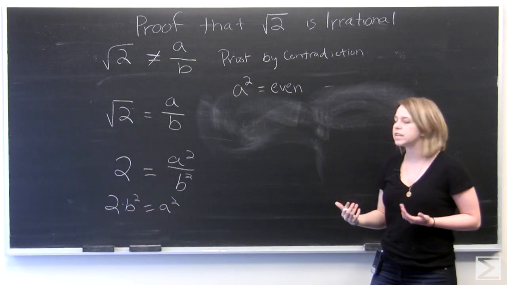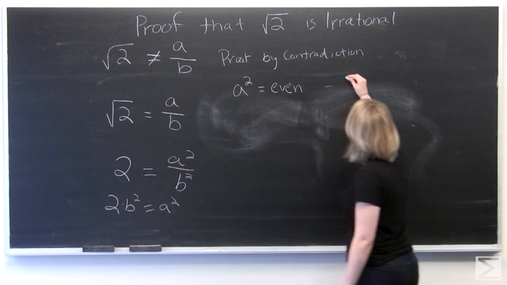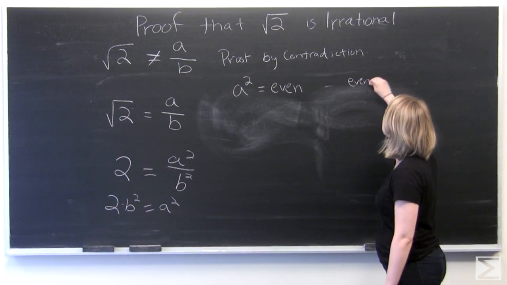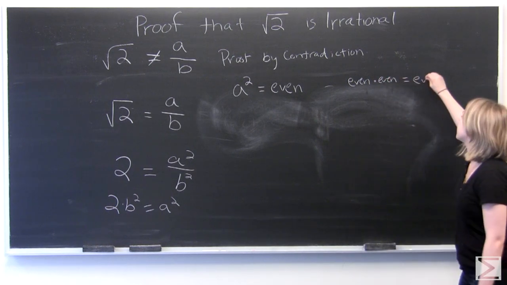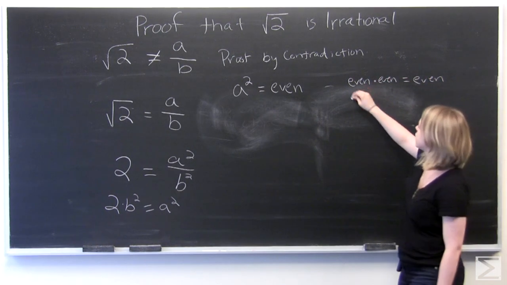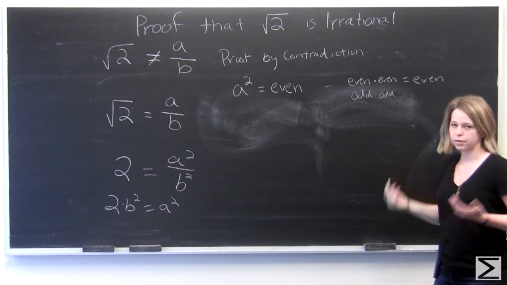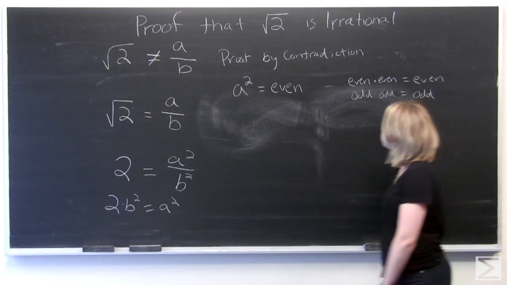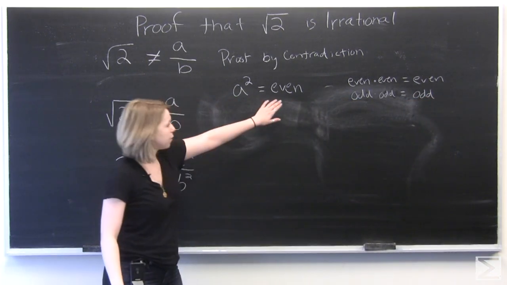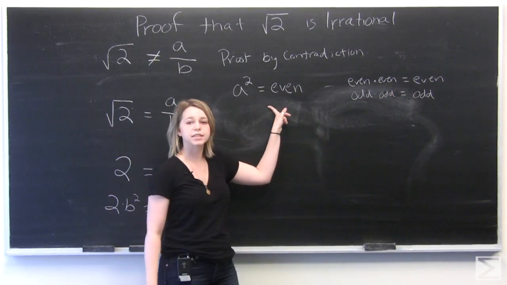And so if a squared is even, let's try to figure out whether a is even or not. We know that if we have an even number times an even number, we'll always get another even. And if we have an odd times another odd, like 5 times 5, for example, we'll always get another odd number. So in this case, since we've got an even number as a result, we know that a must be even.